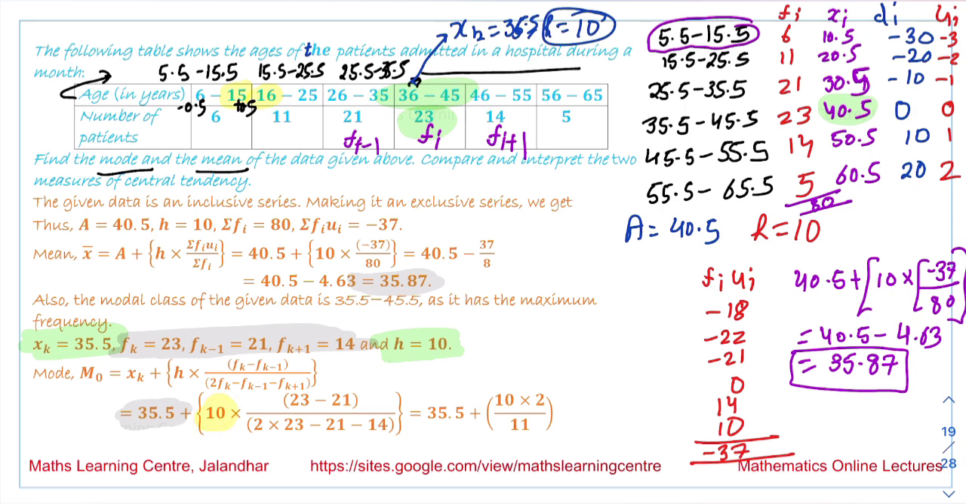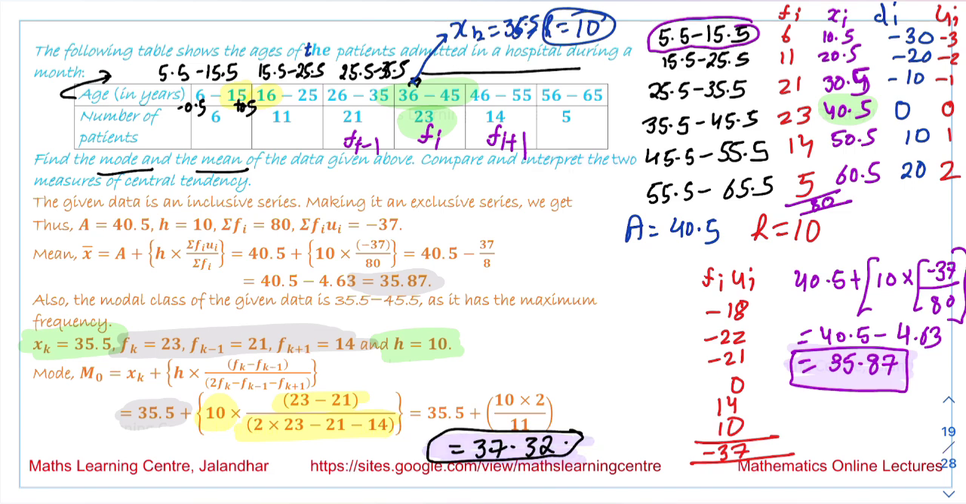plus 10 into 23 minus 21 over 2 times 23 minus 21 minus 14. On solving this, the final answer we will obtain is 37.32. So we are saying the mean we have is 35.87, and the mode for this data is 37.32.